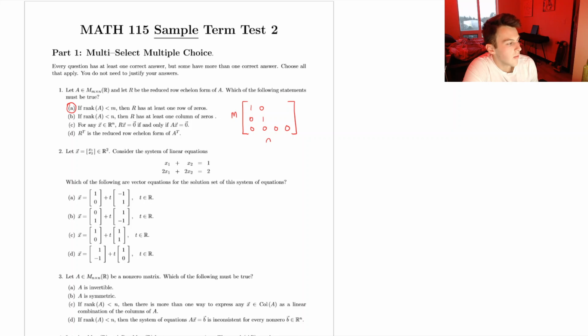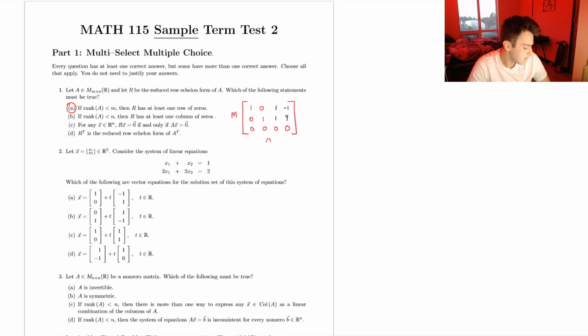And then B, we can use the same matrix for our justification here. If the rank of A is less than the number of columns, then the reduced row echelon form should have at least 1 column of zeros. You can see here, we could fill this in with 1s and arbitrary constants, and you'd see that the rank is 2, the number of columns is 4, and we don't have a column of zeros, so B must be false.